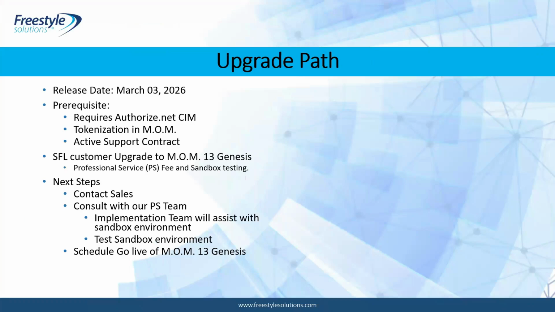So we're gonna go talk about the upgrade path. So James, you want to take this one? Yeah, as you mentioned, the main prerequisite is having the customer information manager and authorize.net enabled. And the second part is having your actual M.O.M application tokenized. And always we need an active support contract to have these features active in your M.O.M system.